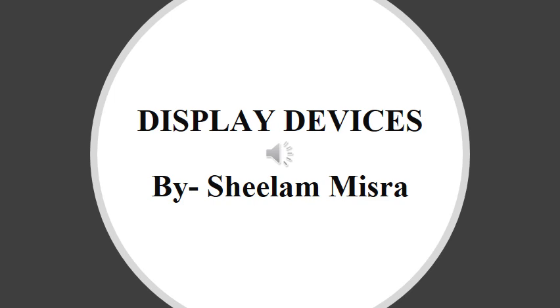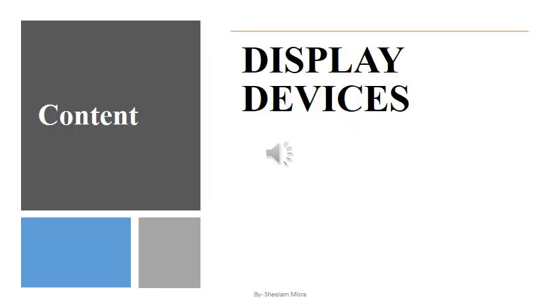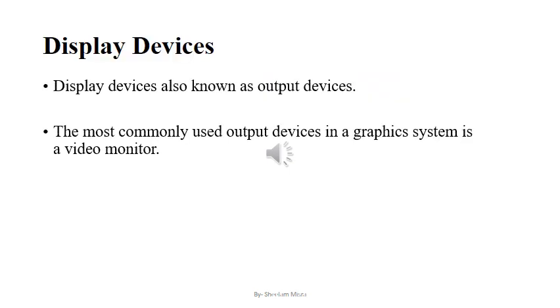Today we will discuss the topic display devices. So today we will discuss the content about detailed description of display devices. Display devices are also known as output devices. The most commonly used output device in a graphic system is the video monitor.